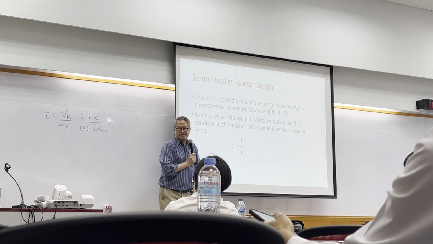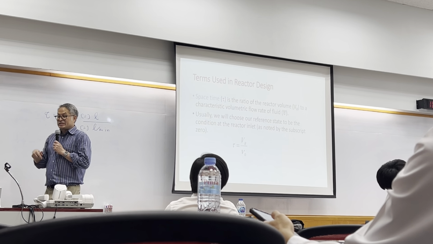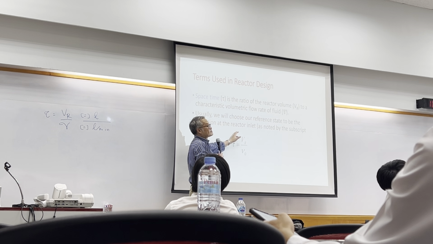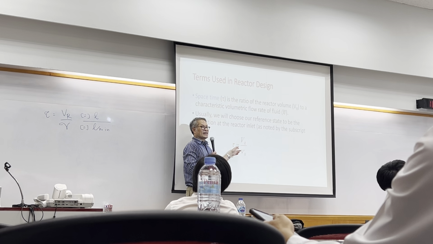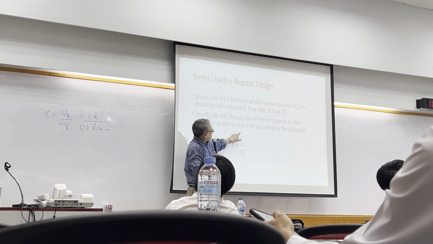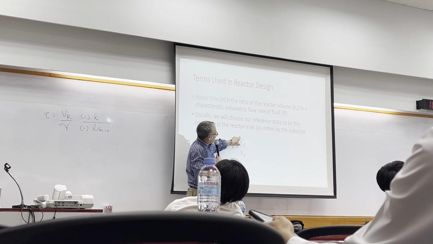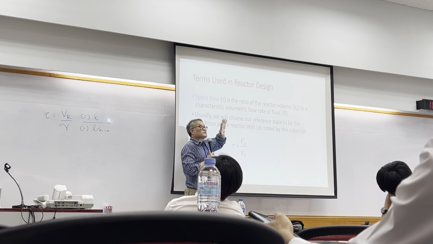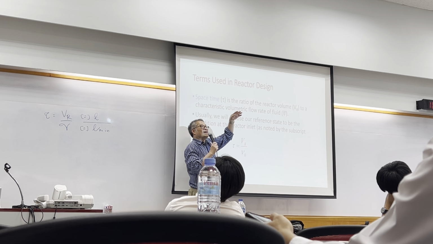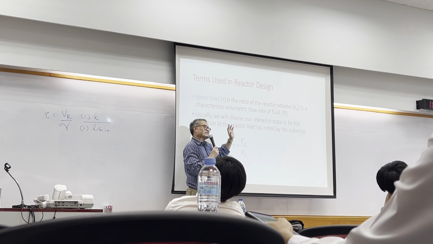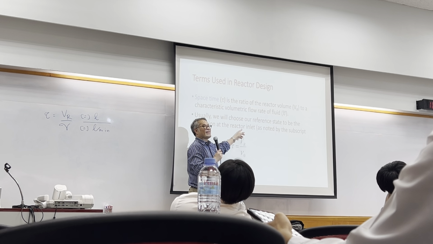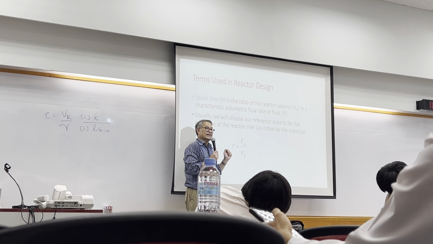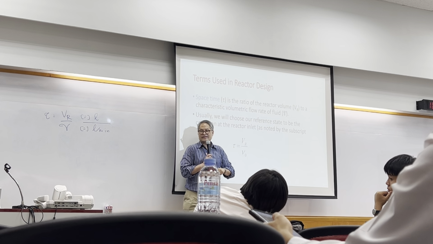So space-time. Sometimes we will use this as one of the design parameters. We don't need to give the exact value of the volume or the volumetric flow rate. We just give you space-time, and you can use this to scale up or down your reactor. You fix the space-time, and then you change the volume and the volumetric flow rate accordingly to keep the same space-time.